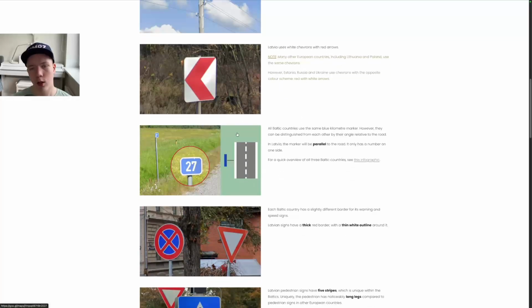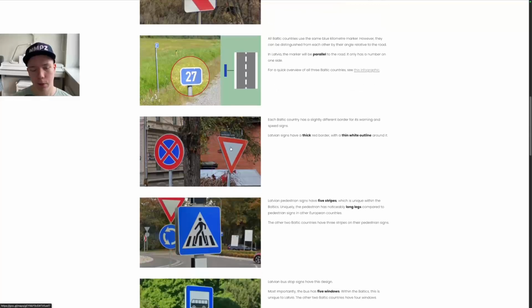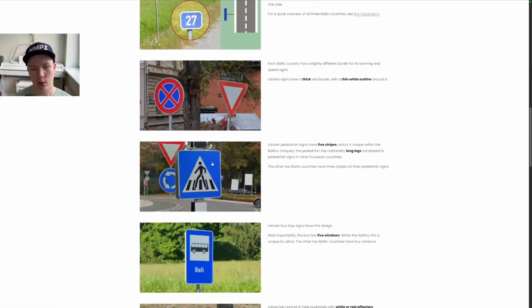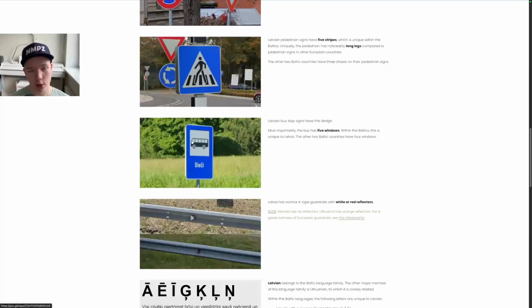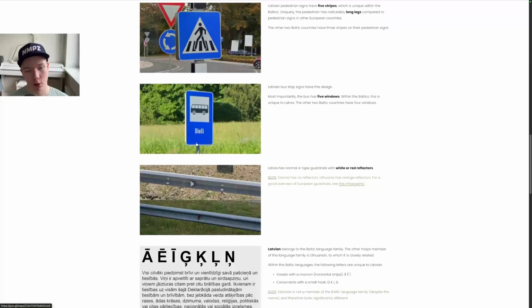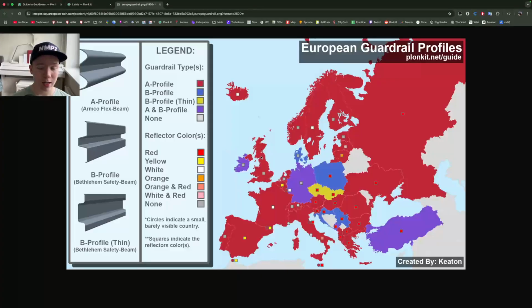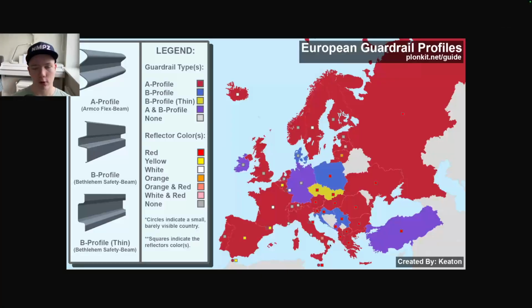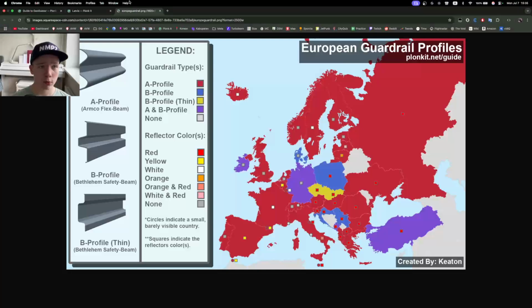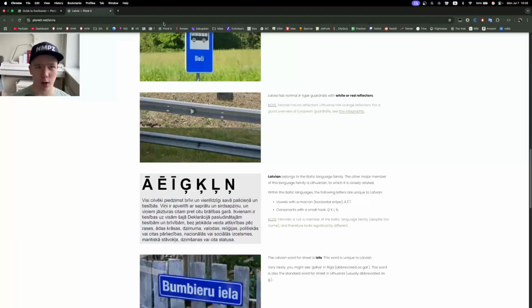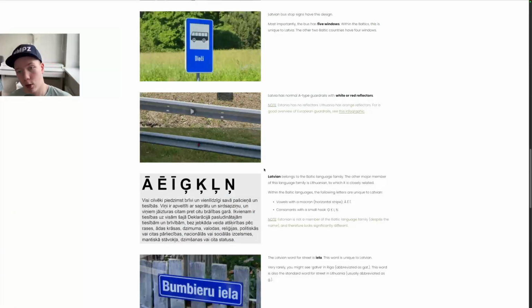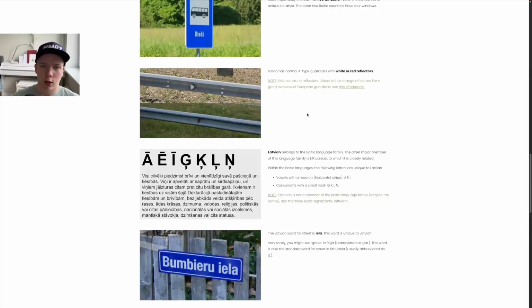Here you see the kilometer marker. I already talked about signs here. Pedestrian signs, 5 stripes, as I did say already, and 5 windows on the bus, as I said already. Sometimes white or red reflectors. To be honest, I have not learned any of the reflector colors on European guardrails, and wouldn't really say I feel like I need to learn them too much. But just remember that in Estonia you never see any reflectors here, but if you see them, it's just not in Estonia.